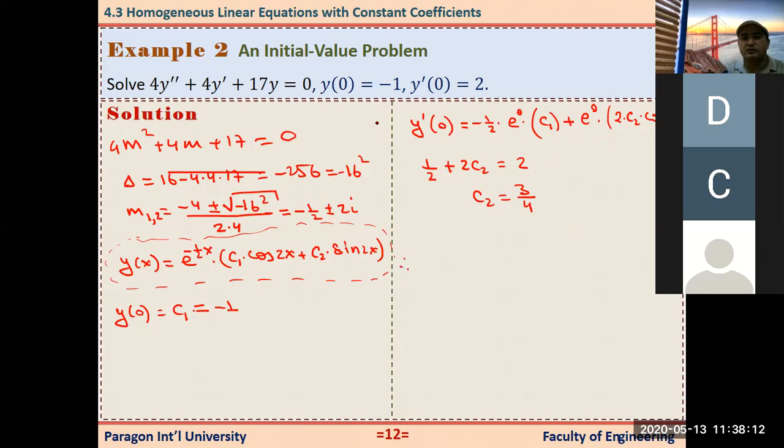So then the solution to this initial value problem is y of x equal to e to the power minus 1 over 2 x, times negative 1 cosine of 2x, plus 3 over 4 sine of 2x. Okay?